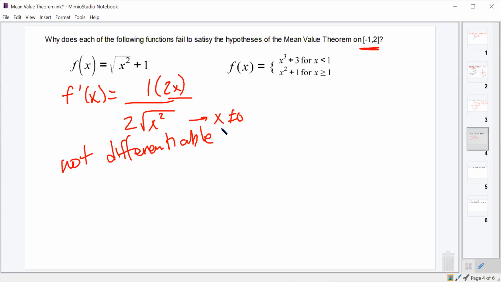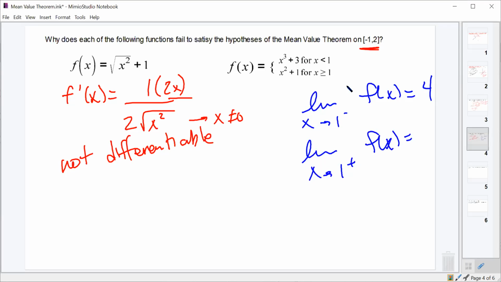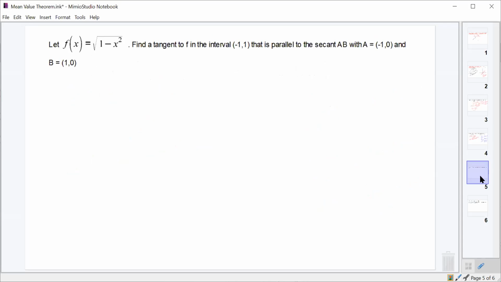And what about the other one? It's not continuous. Right, it's not continuous. If we look at the limit as x approaches 1 from the left of f of x, that's 1 cubed plus 3, or 4. And the limit as x approaches 1 from the right of f of x, that's 1 squared plus 1, or 2. And so if the limits from the left and the right are not equal to each other, then it's not continuous at x equals 1. Right, so everybody good with that? Okay.